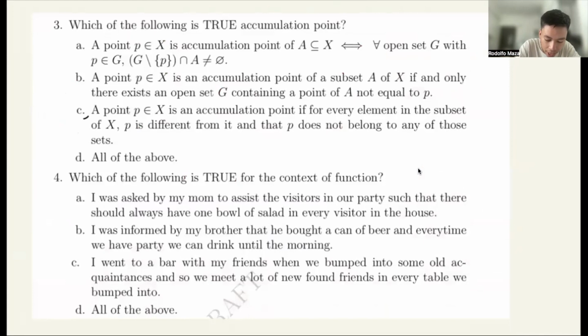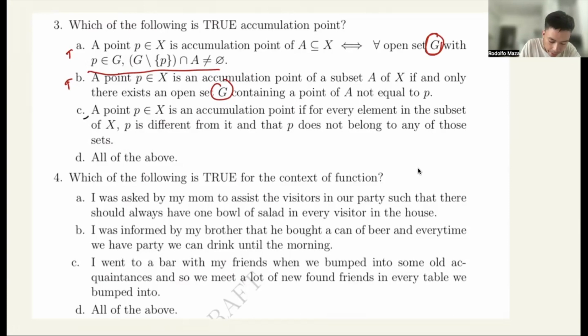Okay, for number 3, which of the following is true for accumulation point? A point P is accumulation point of A, which is a subset of X if and only if for every open set G, this one holds. In fact, this is a definition of accumulation point. So, mangyayari dito, this is true. Ito naman, this is the same restatement of letter A. So, this is true. Kasi sabi dito, it is an accumulation point of a subset A of X if and only if there exists an open set. So, itong open set na G sa A, pareho lang dyan, na nag-contain ng point ni A not equal to P. It's the same as having the intersection is not empty.